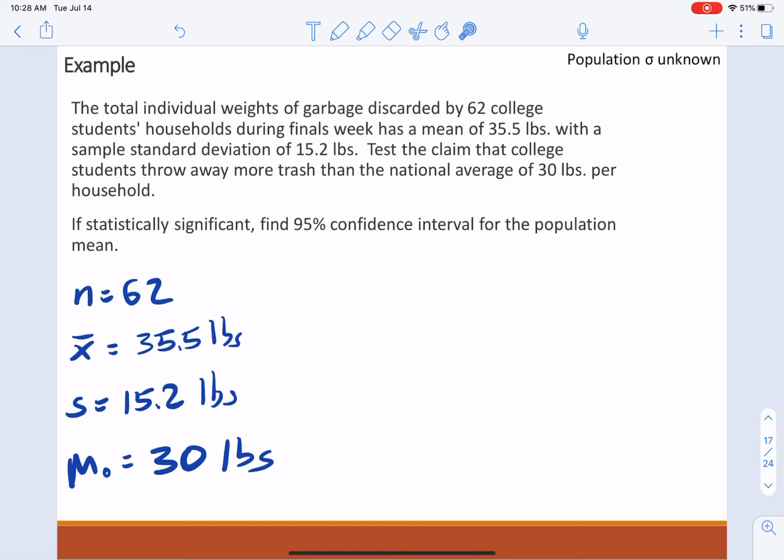And now check this out. We're not given an alpha, right? But we are given 95% confidence. That means that our confidence level is 0.95, which means our alpha is 0.05. How about that? Now we have everything we need to find our test statistic, but also to test this whole hypothesis: do students throw away more than the national average?